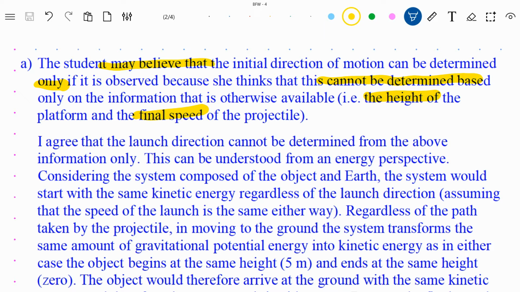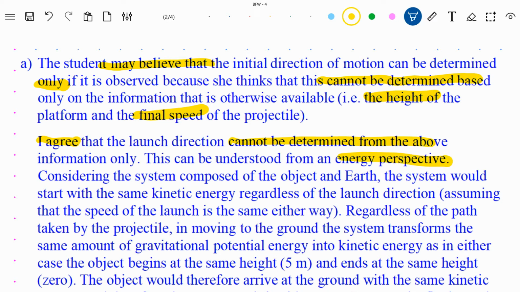We were also asked to see if we agree with that, and of course to give a full explanation as to why or why not, bringing all of this physics into play. So my response to that is, I do agree that the launch direction cannot be determined from the above information alone. This can be understood from an energy perspective.